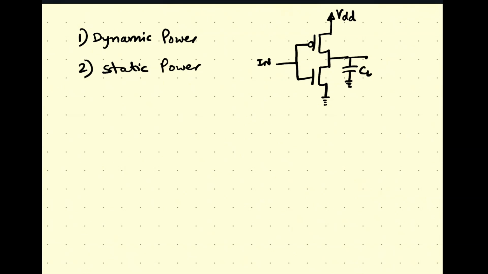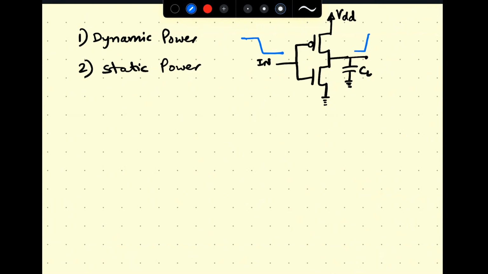Now this circuit functions as a NOT gate. That is, when the input transitions from 1 to 0, the output transitions from 0 to 1. Similarly, when the input transitions from 0 to 1, the output transitions from 1 to 0. The dynamic power is the total amount of power used in charging and discharging of this capacitor, as the stream of ones and zeros constantly come as an input to this circuit.